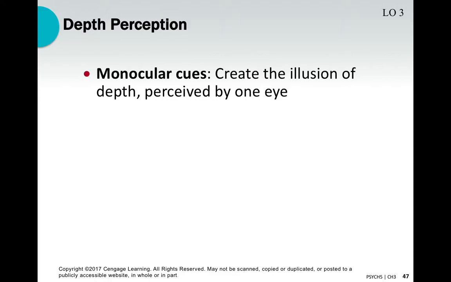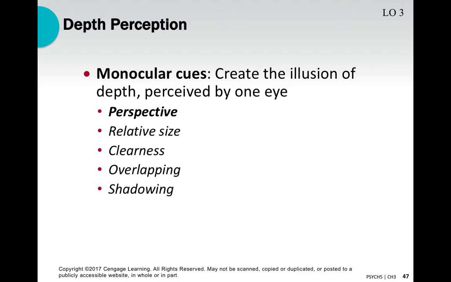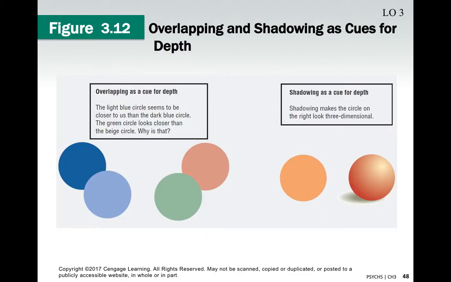Depth perception. We can perceive depth with either a single eye or with both eyes. Obviously, depth is better with both, but if something were to happen to one of your eyes, God forbid, you still can perceive depth. You can perceive things like perspective, relative size, clearness, overlapping, shadowing, the gradient of the texture, and motion parallax. This will make a little more sense with some examples.